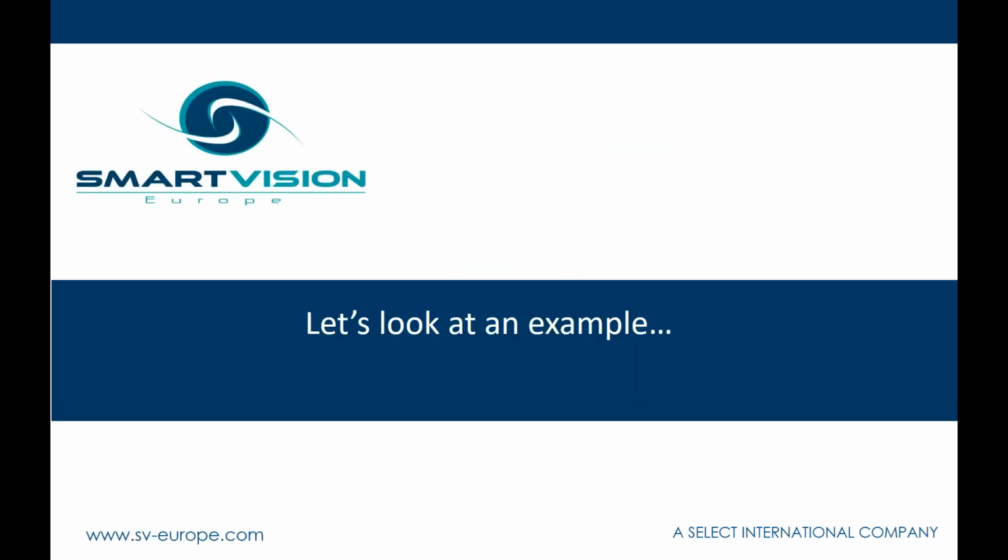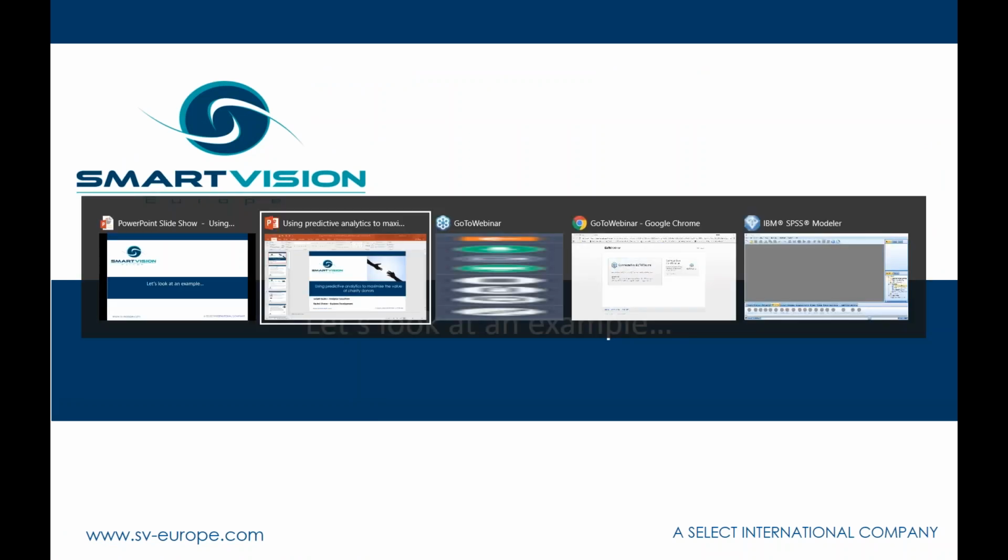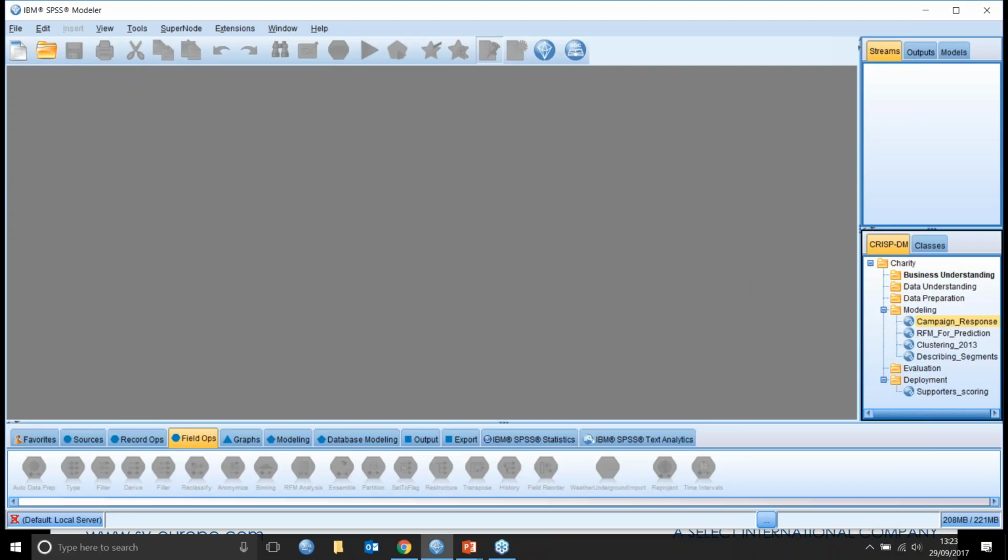Okay, let's have a look at an example. So we're going to skip out here. We're going to look at a couple of little examples just to give you a sense of how these work. I'm going to jump out to a tool here that we use for predictive analytics in Smart Vision. This is the IBM SPSS tool. I'll do a really simple one to begin with. I'm just going to try and predict whether or not people respond to a campaign and give you a sense of how that would work.